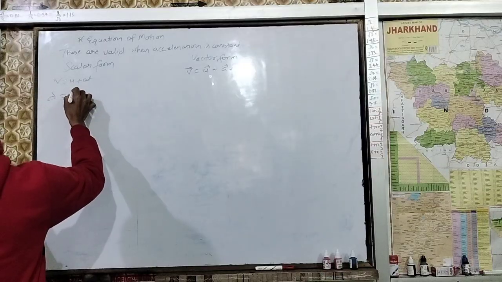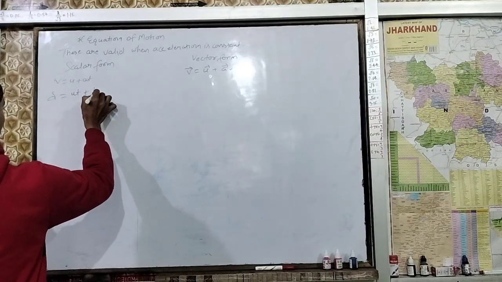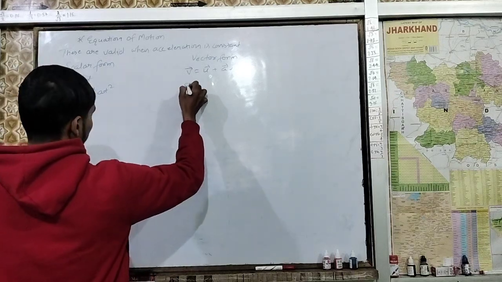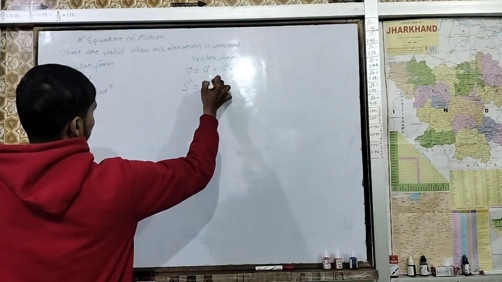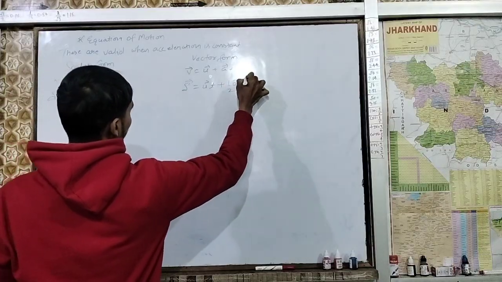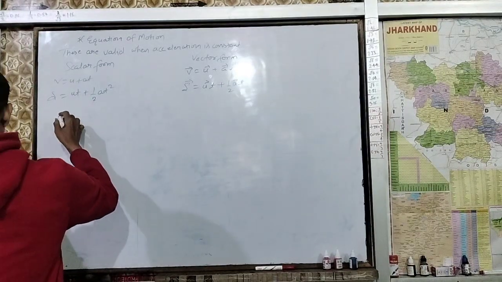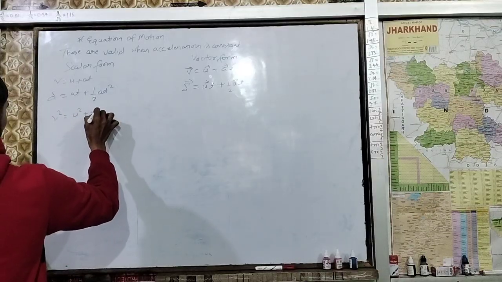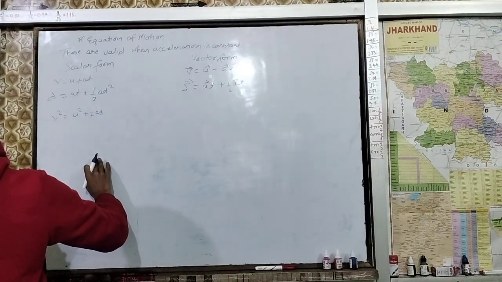Second equation of motion is s is equal to ut plus half at square. So s is a vector, u is also a vector, but t is not a vector. The half stays as it is, a is a vector, t is not a vector. Clear? Next, third: v square is equal to u square plus 2as.